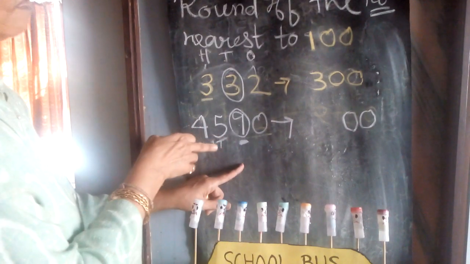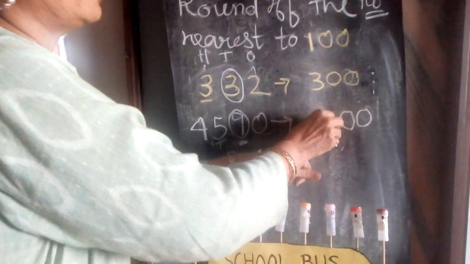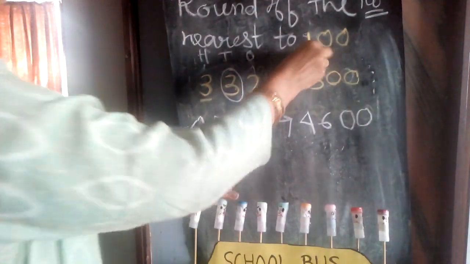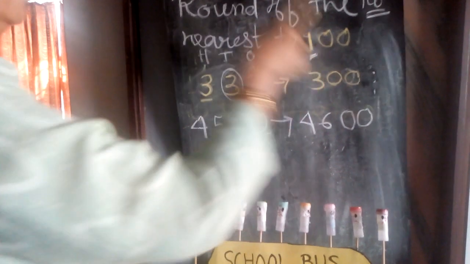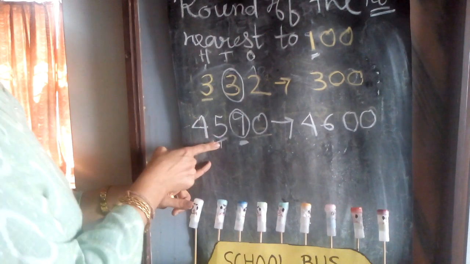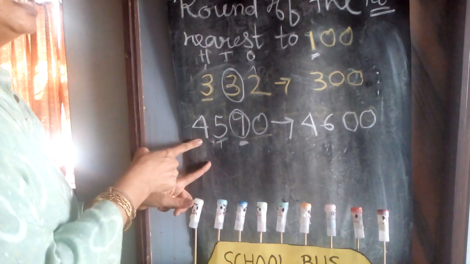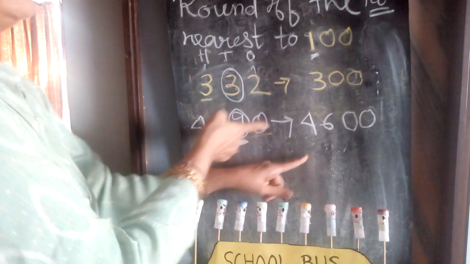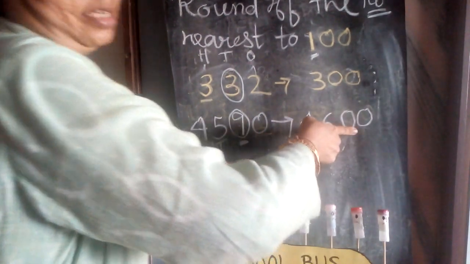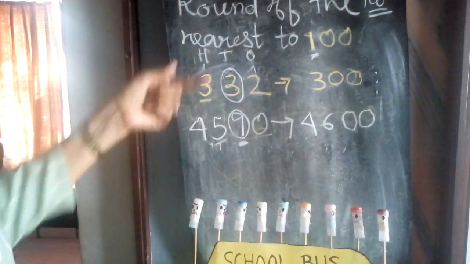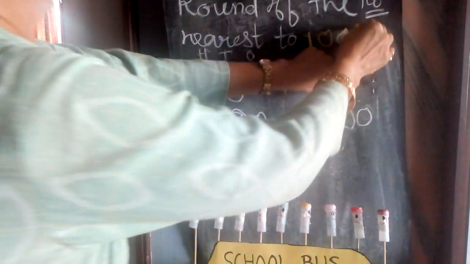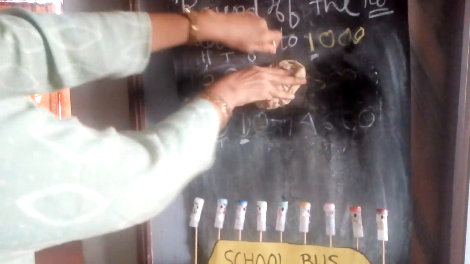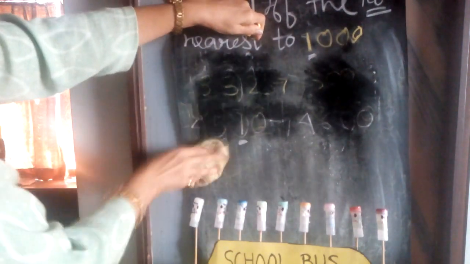And your 100 place will be 5 plus 1 is 6. And your 1000 place will be the same because we are just making nearest to 100. So till 100 only we are making the changes. 1000 place will be the same. So rounding off the number 4590 is 4600. Understood, children? Same way, the process is the same to the nearest 1000. Rounding of the given number to the nearest 1000.